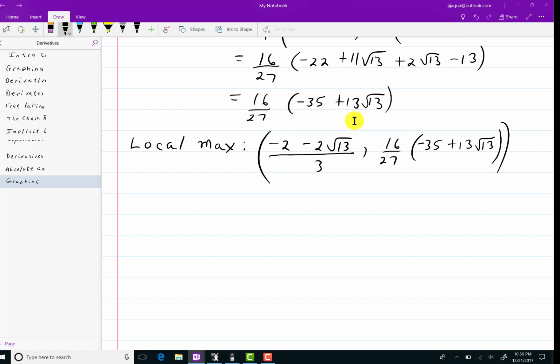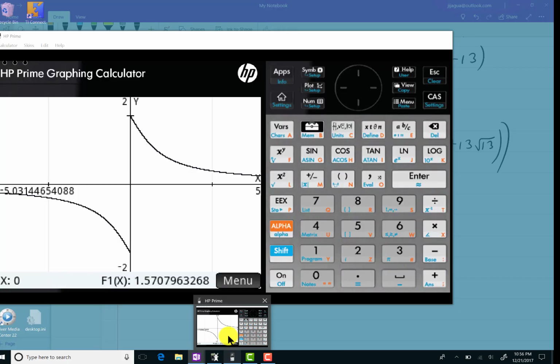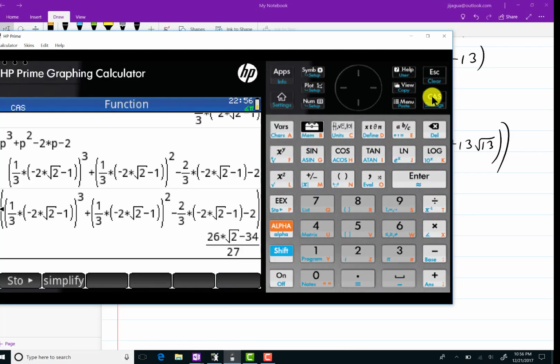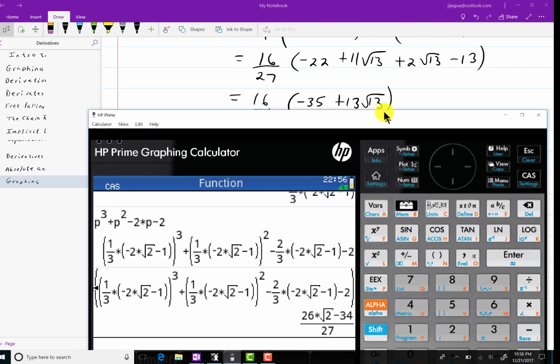Now, depending on the capability of your calculators, you may actually be able to check this answer. The Texas Instruments TI-84 cannot do what I'm about to do, but more powerful Texas Instruments calculators can. This is a Hewlett-Packard calculator. I'm going to go to what they call CAS, which stands for computer algebra system. It lets me do exact things like this. I'll show you what I mean in a minute.